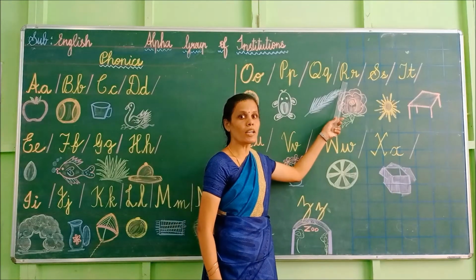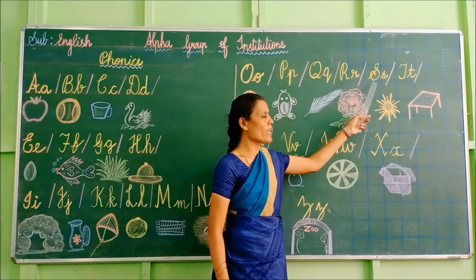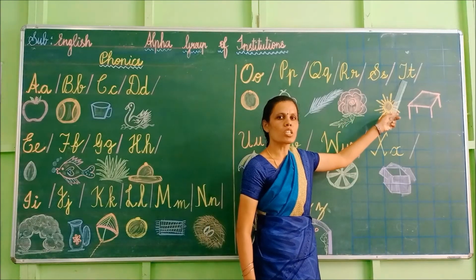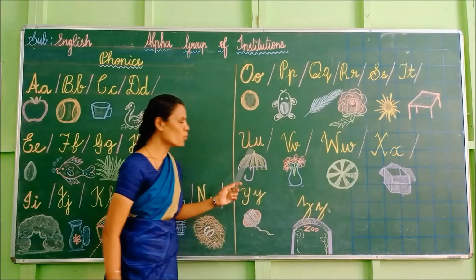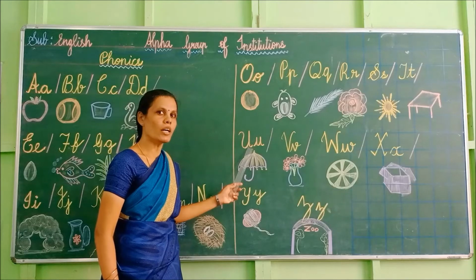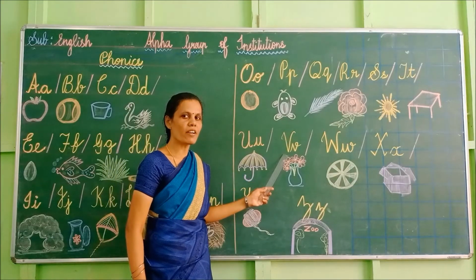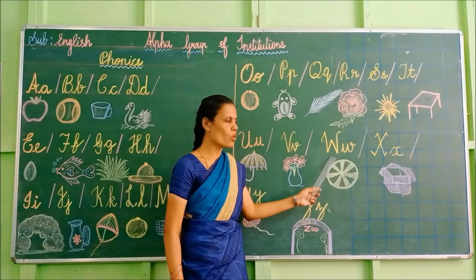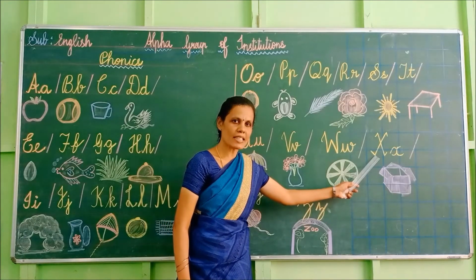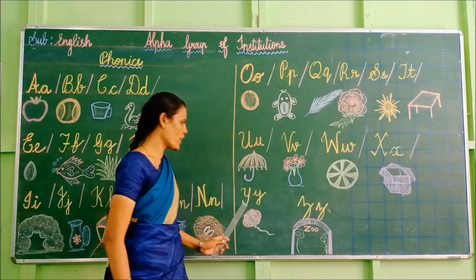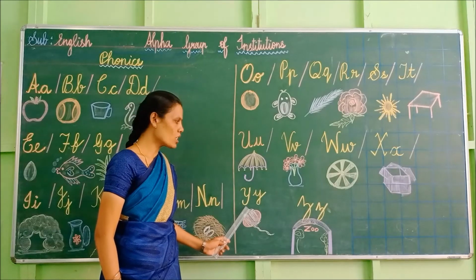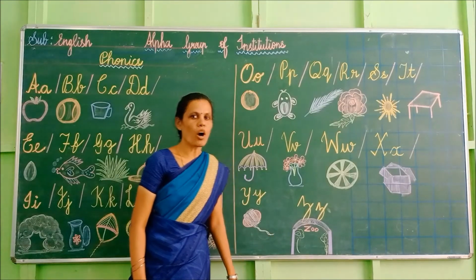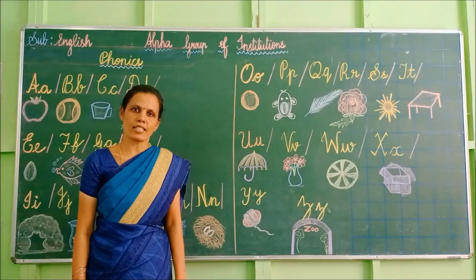R sounds R. S sounds S. T sounds Ch. U sounds U. V sounds V. W sounds W. X sounds X. Y sounds Y. Z sounds Z. I hope you all learned the sounds. Now we'll move on to exercise.